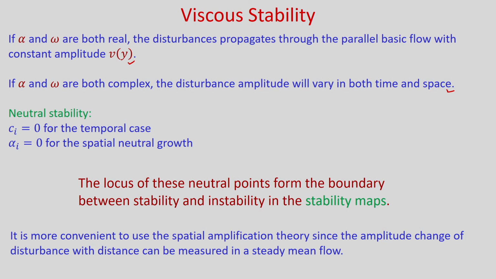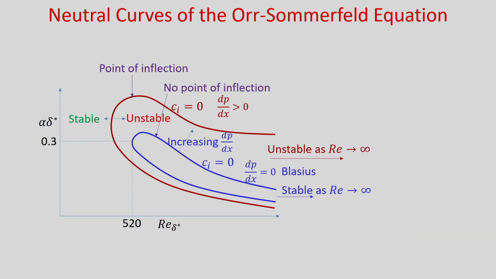So, you can see that in both the cases we can draw the stability map, but it is more convenient to use the spatial amplification theory, since the amplitude change of disturbance with distance can be measured in a steady mean flow. So, now we will discuss the neutral curves of the Orr-Sommerfeld equation putting c_i equal to 0. Both the cases we will consider.